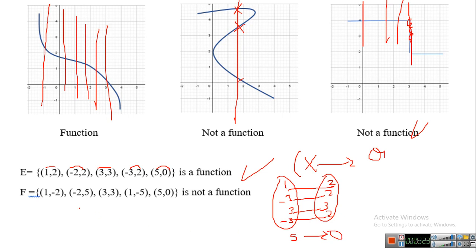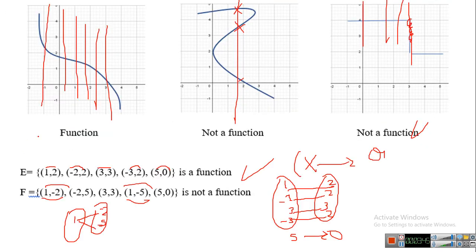This is a function. However, in this one here you have 1 with minus 2 and 1 with minus 5, so this is not a function. You have 1, you have image minus 2, and you have 1 with image minus 5. So this is not a function because you have the same x with two different y.